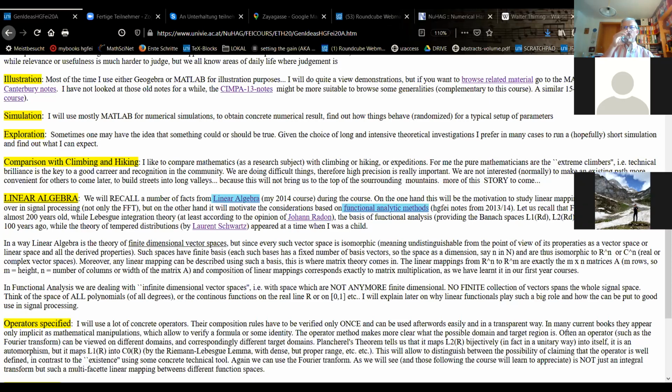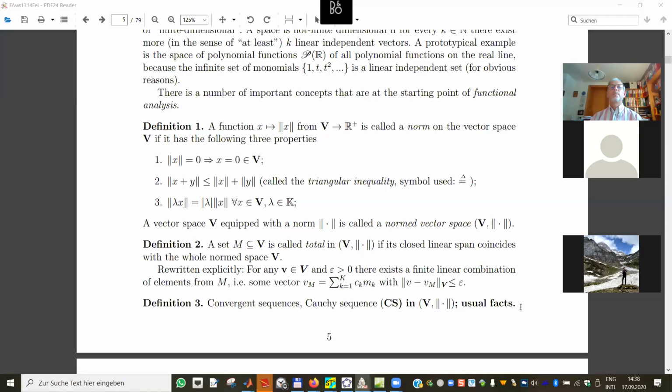Sorry, we cannot see the PDF that you're showing, I think. Oh, thank you. Please. Oh, yes. So there was not much until now, but do you see now definition one, or was it the wrong one? Yes, it's visible now. Okay, thank you very much.